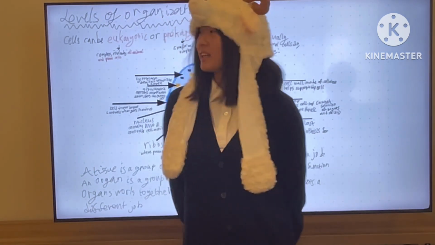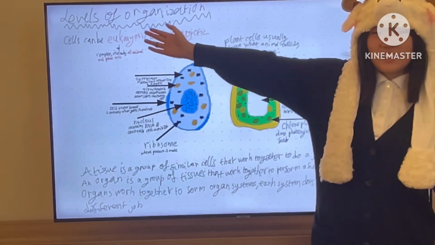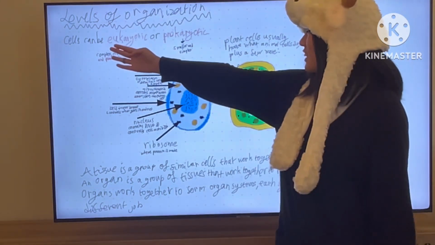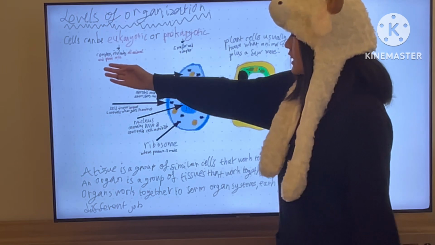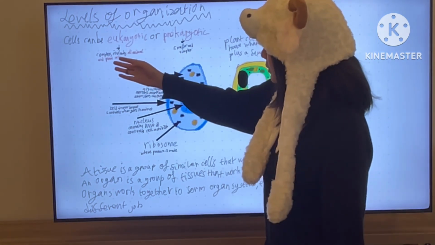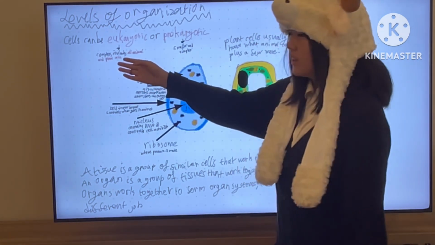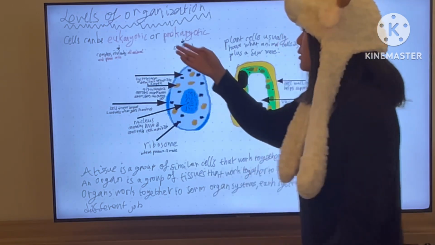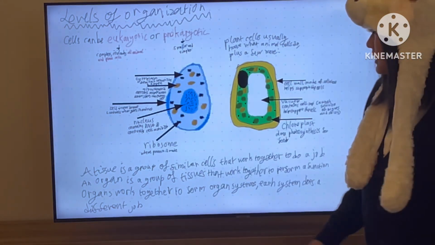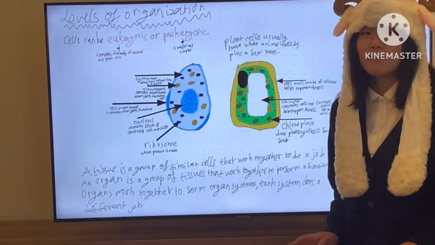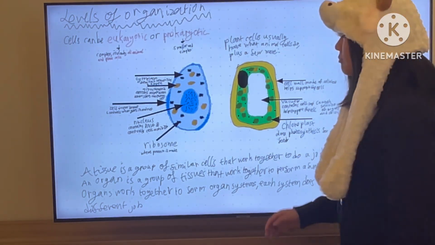Today, we will be learning about levels of organization. Cells can be eukaryotic or prokaryotic. Eukaryotic cells are very complex and include all animal and plant cells. Prokaryotic cells are smaller and much simpler. Today we will be learning about eukaryotic cells.